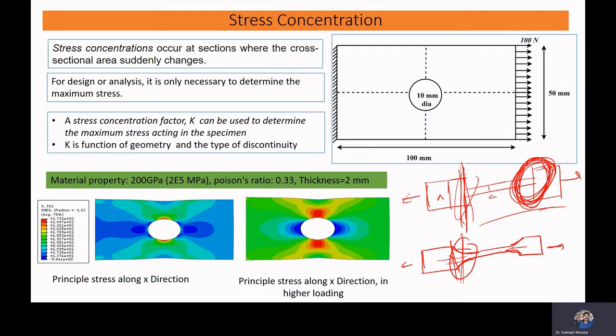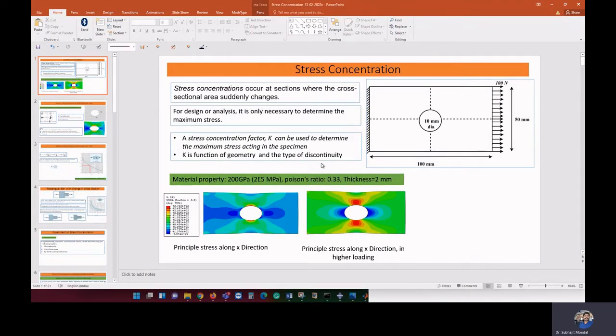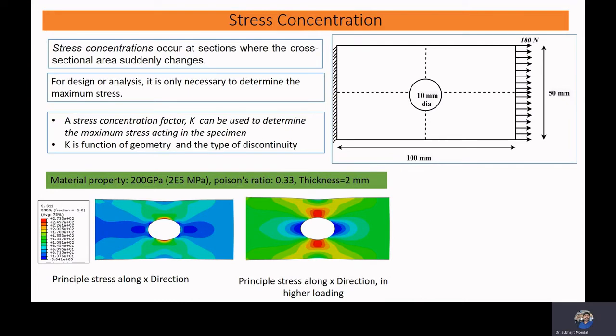So what we have learned is that stress is basically force by area, and stress concentration occurs when there is a sudden change in the cross section. Now, in many design or analysis cases, we need the maximum stress so that we can safeguard our structures. We can apply some factor of safety and design our structures. We can find that maximum stress by applying some factor. That factor is known as the stress concentration factor.